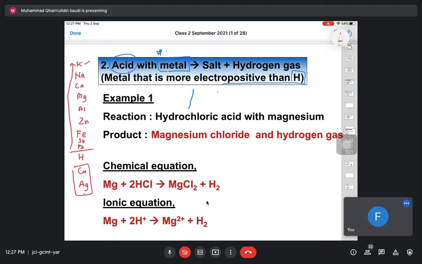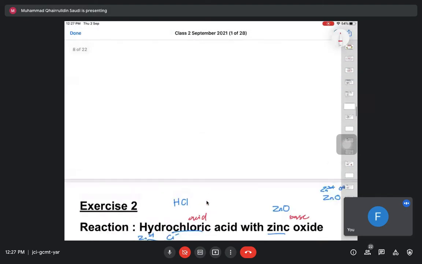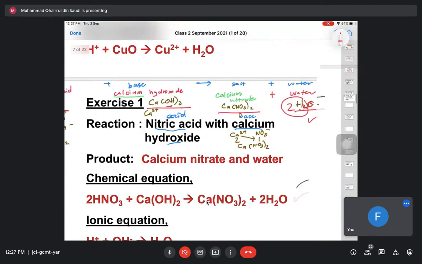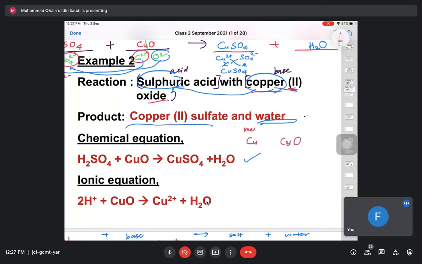Metal. Okay, tengok balik atas. Tengok balik atas tadi. This one is acid react with base. This one is copper oxide, bukan copper sorang-sorang. Dia copper oxide. This one is metal. Bila dia dah jadi copper oxide, dia dah jadi base. Can you see the difference? Yes. Okay, so you cannot get confused.